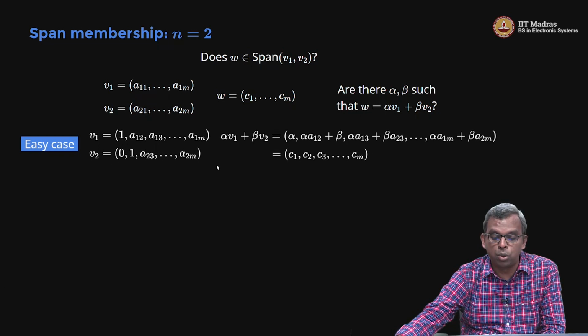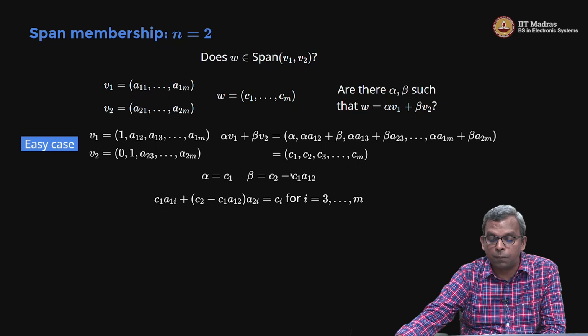You'll see why that is true, because if you do alpha v1 plus beta v2, you're getting alpha as the first coordinate, and then alpha a12 plus beta as the second coordinate, and then a bunch of these combinations, alpha a13 plus beta a23, and so on till alpha a1m plus beta a2m, right? So it's easy to see. I want this to be equal to w, c1, c2, c3 all the way till cm. Now I can solve for alpha beta very easily. Just by inspection, alpha has to be c1, and then alpha a12 plus beta has to be c2, which means beta is c2 minus c1 a12. Immediately you can solve for alpha and beta.